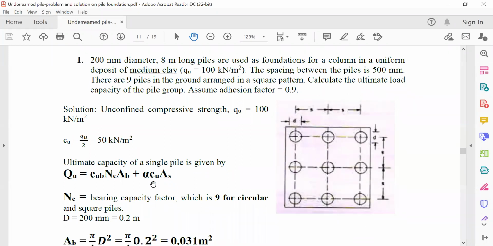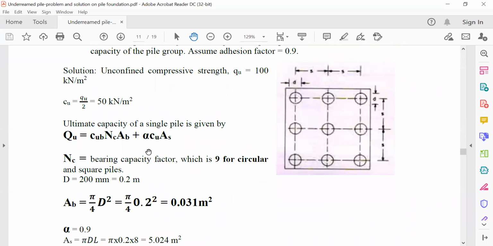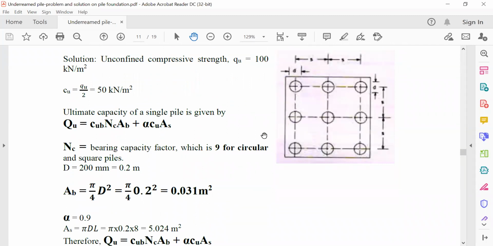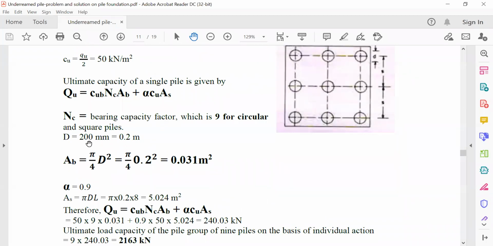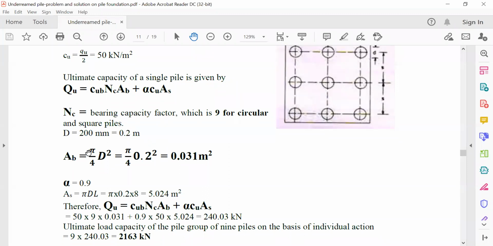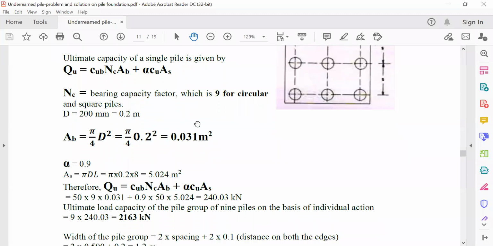So now we can see that the ultimate load capacity of a single pile we can find out by this formula. So Nc हम लोग पढ़े हैं कि 9 for circular और square piles के लिए यूज करते हैं. Nc की वैल्यू, so D is the diameter of the pile, 0.2 meter. We have to put all the values in the same unit, and Ab is the cross-section area of the single pile. So Ab is pi by 4 D square, 0.2 meter square. So this much value will be there for Ab, and alpha is equal to 0.9. As is nothing but the surface area of the single pile, so pi D L, आप पढ़ो 2 pi r भी पढ़े और into L.